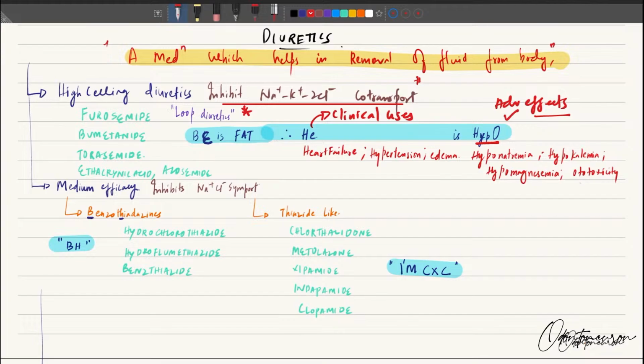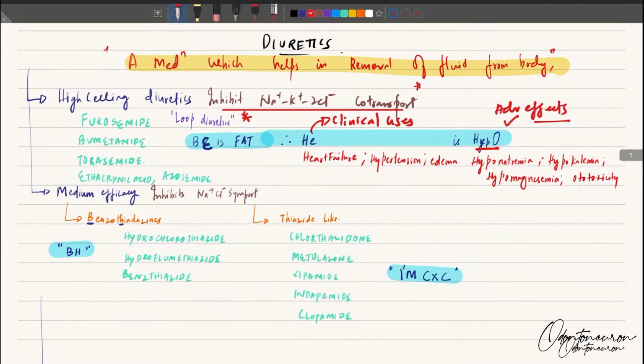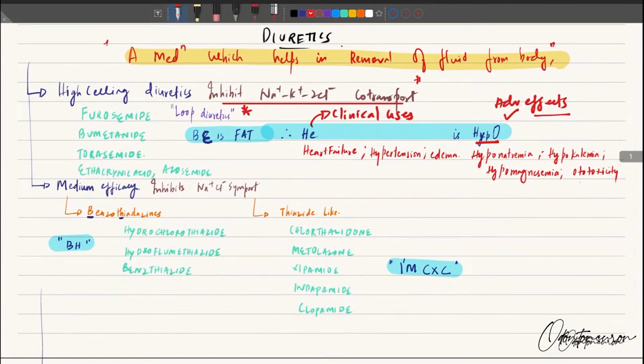And ototoxicity is the effect on the ear. So that's what it is. Clear? So this is what it is.